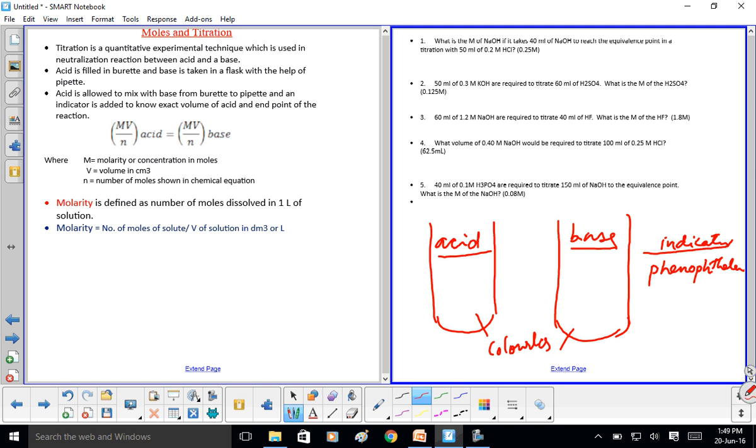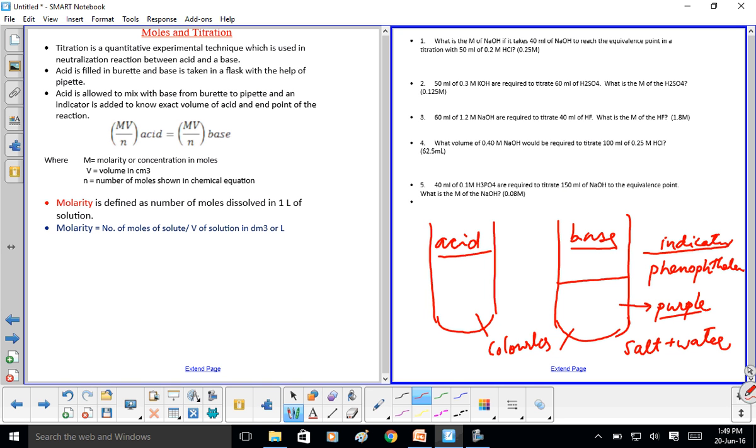In the presence of phenolphthalein, in the base the color will be purple. Now when you continuously add acid, the reaction forms salt plus water. As the reaction finishes, the purple color changes to colorless. So we say that the neutralization reaction is over.